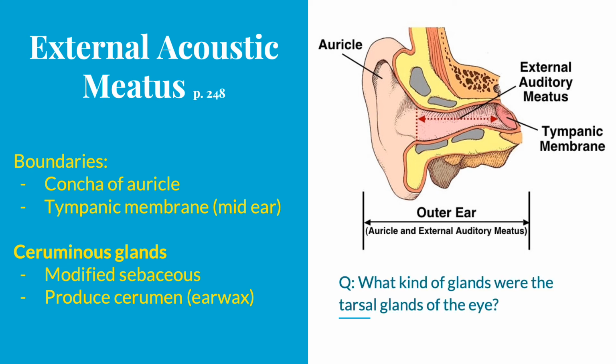So what kinds of glands were the tarsal glands of the eye, or the meibomian glands, if you will? Those dudes were also modified sebaceous. So interesting stuff. Two very different substances that are made by these modified types of glands. But just recognize that and you'll be good to go.